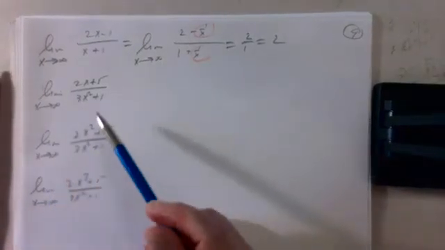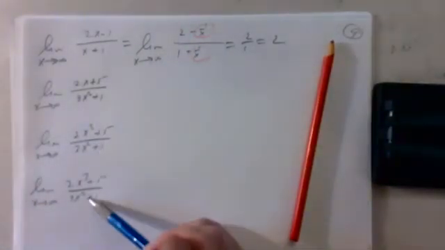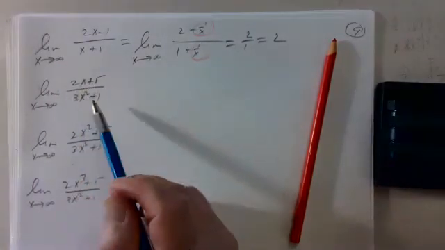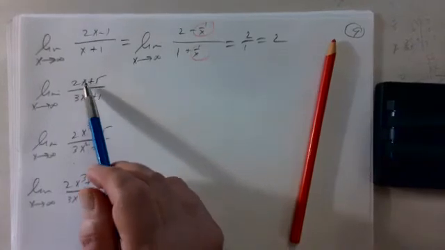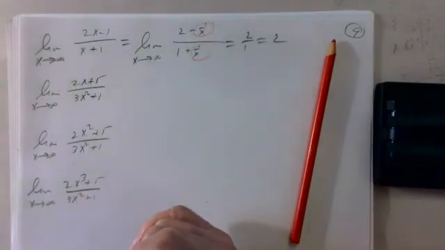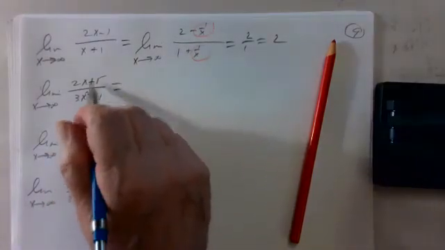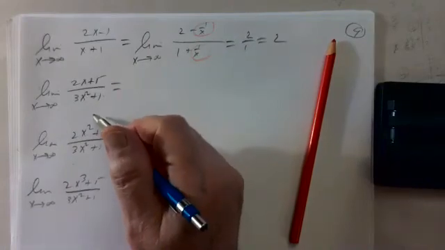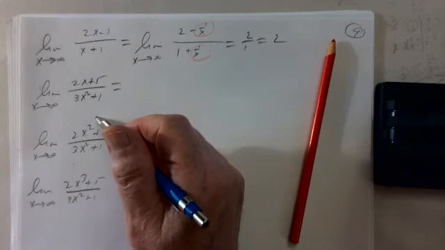So in these three problems, the denominators are the same. The numerators are almost the same. All I did is, as I go from one to the next, I increase the power of x by 1. x squared, x cubed. So one way to approach these things when you have a rational function, that's what these are, quotients of polynomials, is divide by the highest power of x.